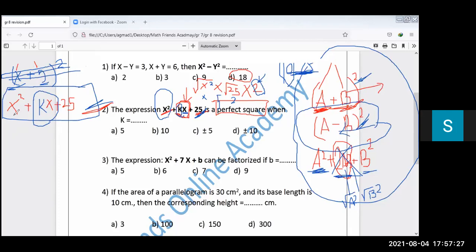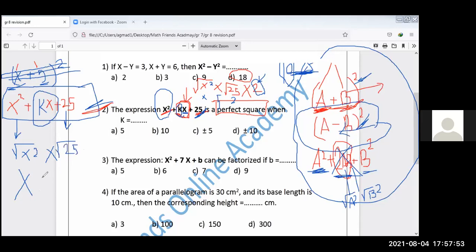I will take the square root of x to the power of 2. Why, teacher? Because I need x only, not x to the power of 2. It will give me x. Times the square root of 25. I need this, the square root of 25.